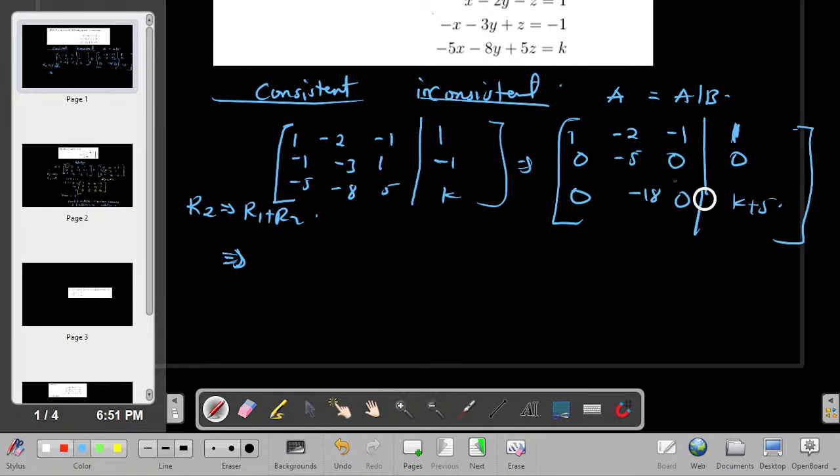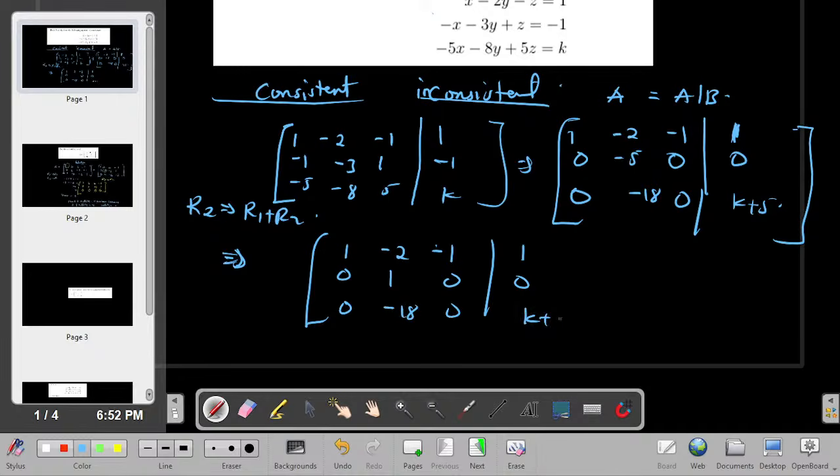So with these values that we have right now, we have -5. You can divide through by -5, and that side we are going to have 1, -2, -1. You have 1, right? Then this whole row, I will get 0, 1, 0, 0. Then the last row, I'm going to get 0, -18, 0, a plus 5, right? Good.